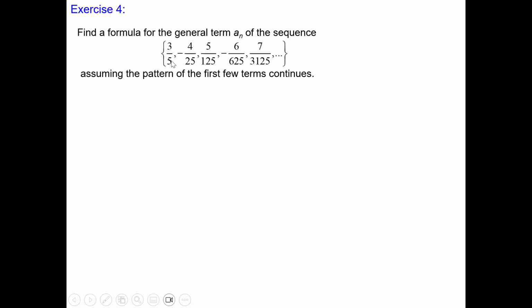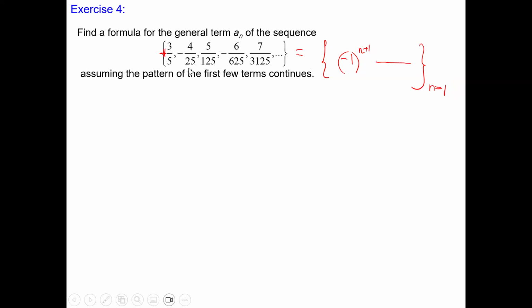Okay, what do we have? We have fractions, and we have alternation: positive, negative, positive, negative. So I can definitely say it is (-1) to the power n. Let's start with n = 1, but let's add 1 to the exponent, because then we make the exponent even for the first term and it will be positive. Okay, now we have a fraction.